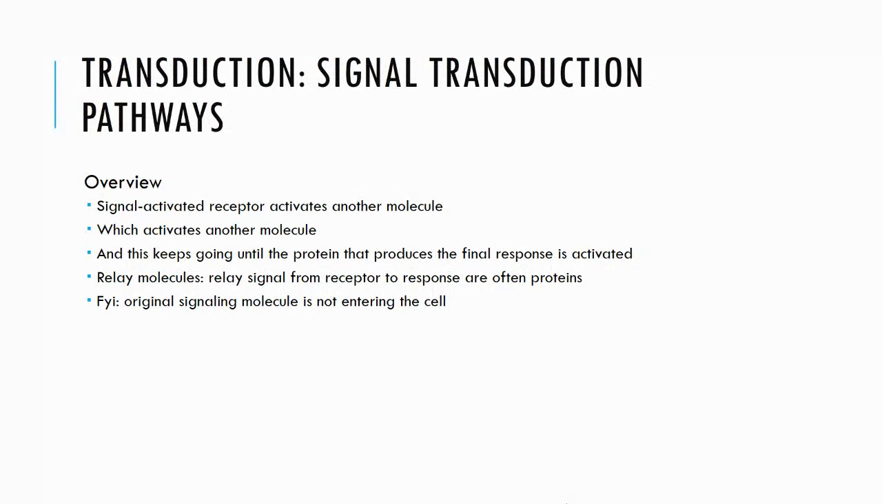As an overview of the signal transduction pathway, a signal-activated receptor activates another molecule, which activates another molecule, and this keeps going until the protein that produces the final response is activated. Relay molecules will relay the signal from receptor to response, and these are often proteins, but they do not have to be.